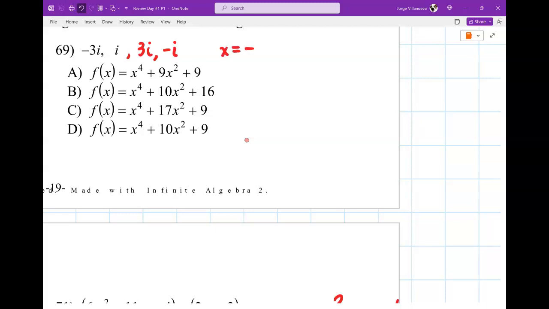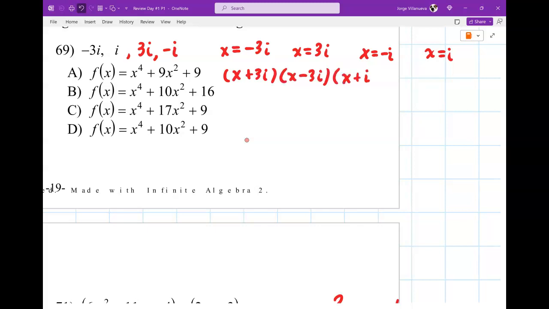So x equal to negative 3i, x is 3i, x is negative i, x is positive i. Now write your factors: x plus 3i, x minus 3i, x plus i, x minus i.